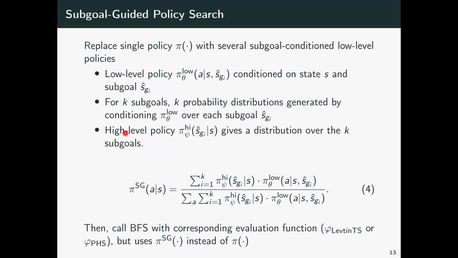And the way that we're going to do that is we're going to have a high-level policy over our subgoals. So if I have k subgoals, this will tell us what subgoal I should start to look at first. And then this formula here is weighting all of those different probability distributions that were conditioned on different subgoals. We're going to weight them depending on what our high-level policy wants to look at. And because we end up with a single policy at the end of the day, even though we're using multiple policy networks, we can just call our Levin tree search or our PHS, but instead of using their policy formulation, we're using our own.